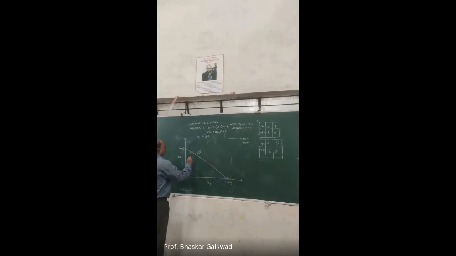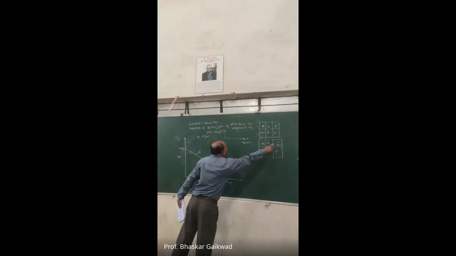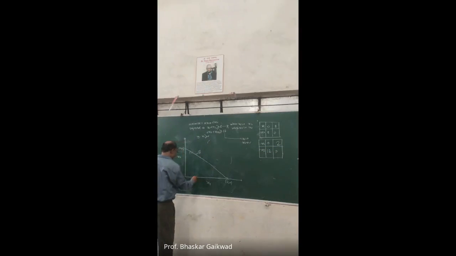So here it is 1. So what is the second? 2, 0. So here it is 2, 0, and here it is 0, 12. So it may be 8 here, and here it should be 12. So here it is 0, 12. We can make the line.